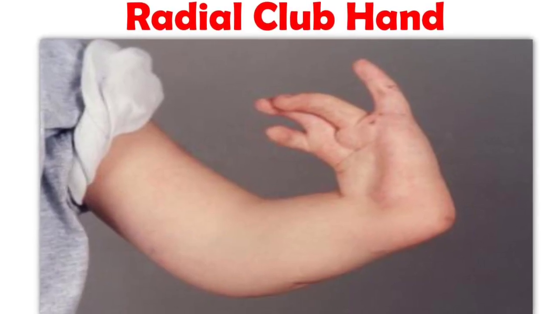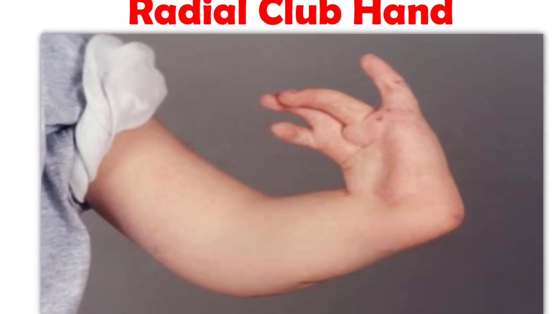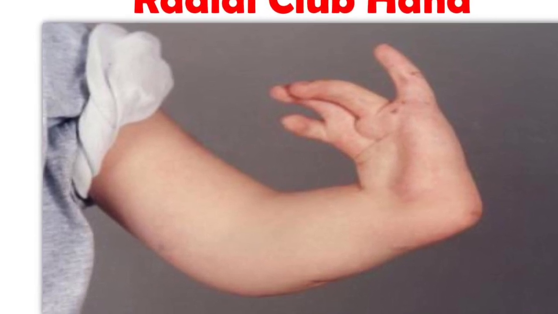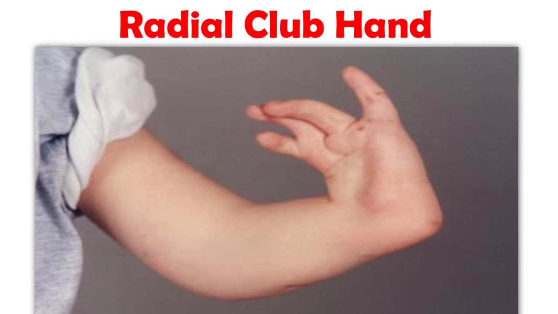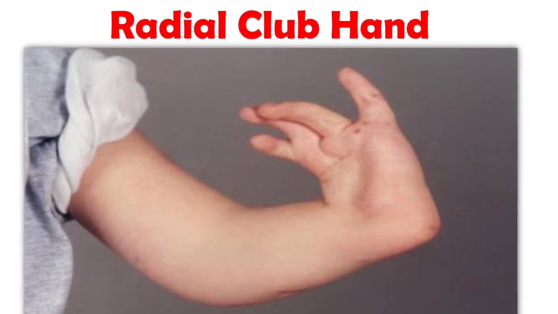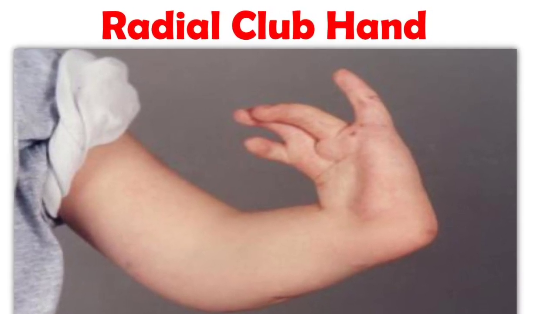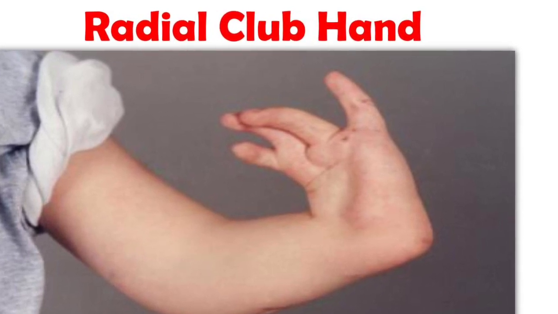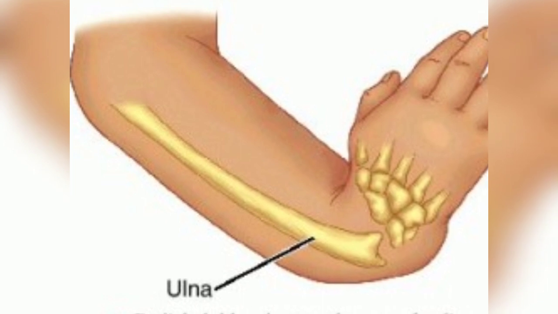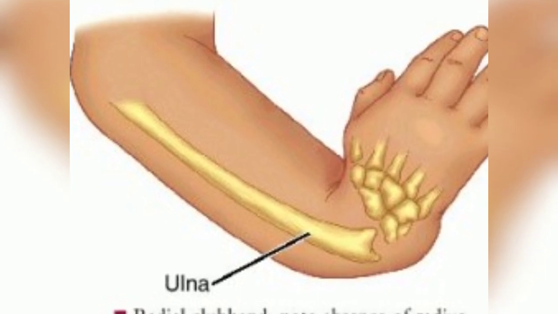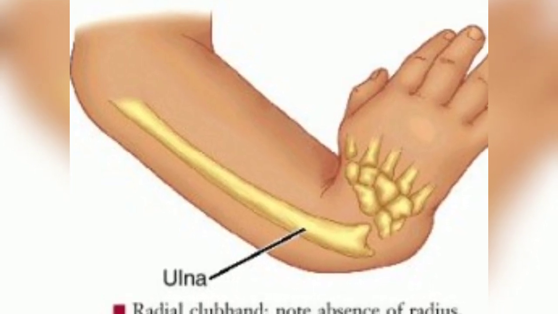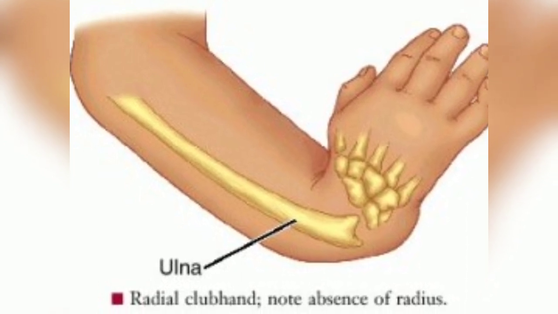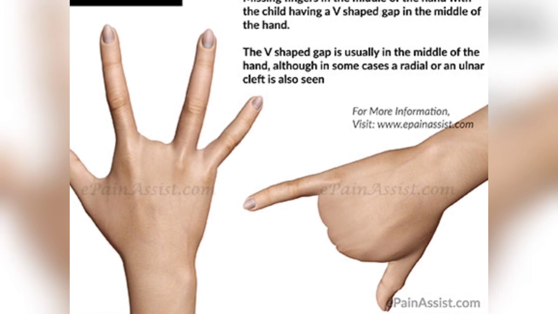Children with club hand on the radial side, that is radial dysplasia, often have a short forearm and wrist curved towards the thumb side. Second, ulnar club hand. It can range from mild to more severe cases with the baby's wrist in a fixed and bent position towards the little finger side of the hand. The thumb may be deformed or absent.